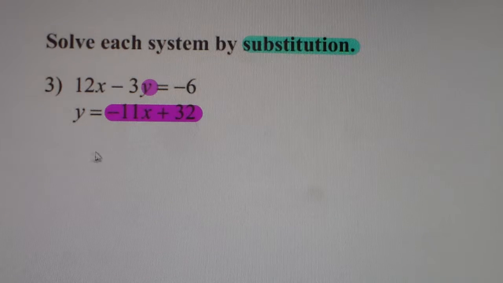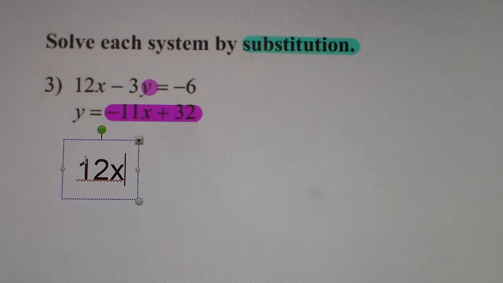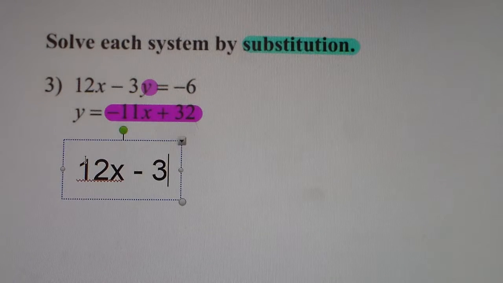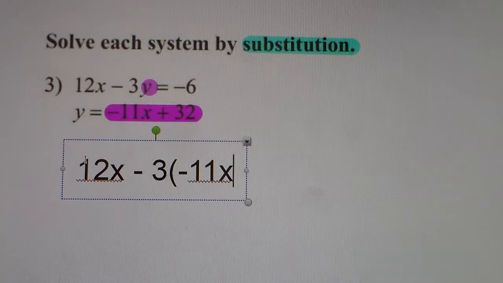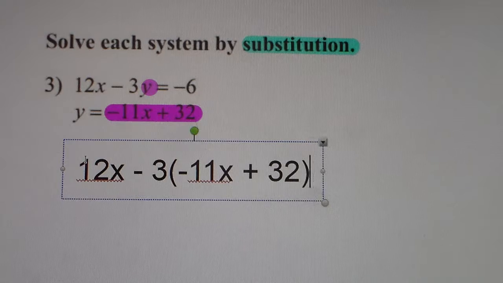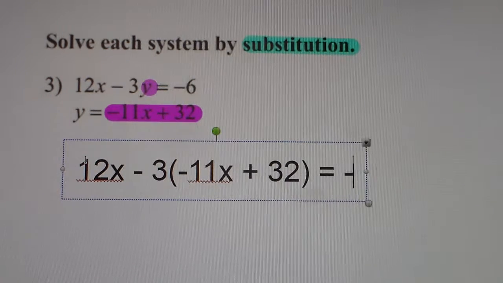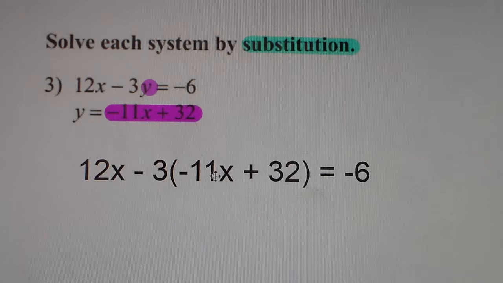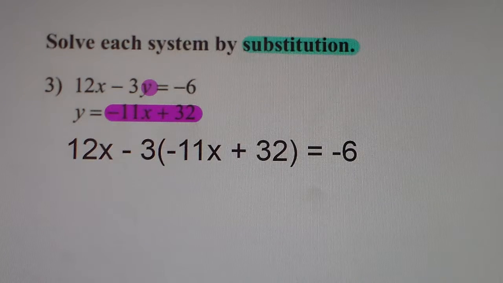And I'll type it out just to show you exactly what I mean. You have 12x minus 3. Now, anytime you substitute, use parentheses so you remember to distribute. So negative 11x plus 32 equals negative 6. So let's analyze that real quick. So we took our top line, and I put the negative 11x plus 32 in for that y. So it's 12x minus 3 times not y, but negative 11x plus 32 equals negative 6. The next step is to distribute.